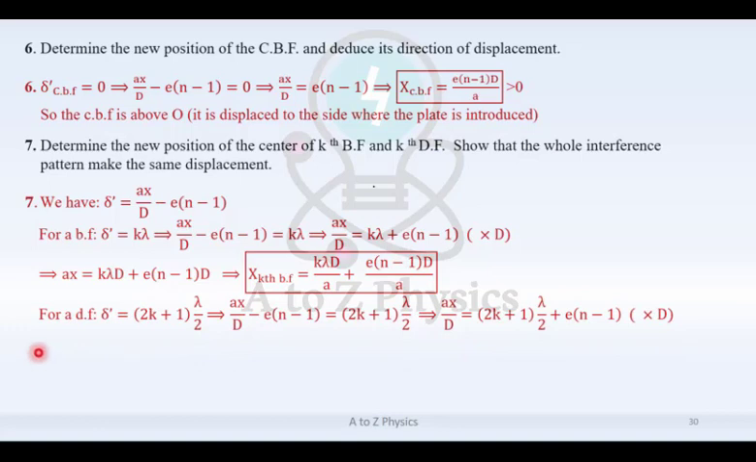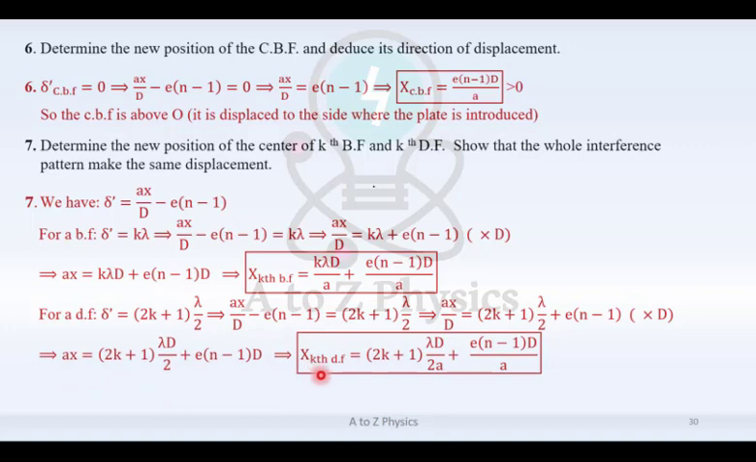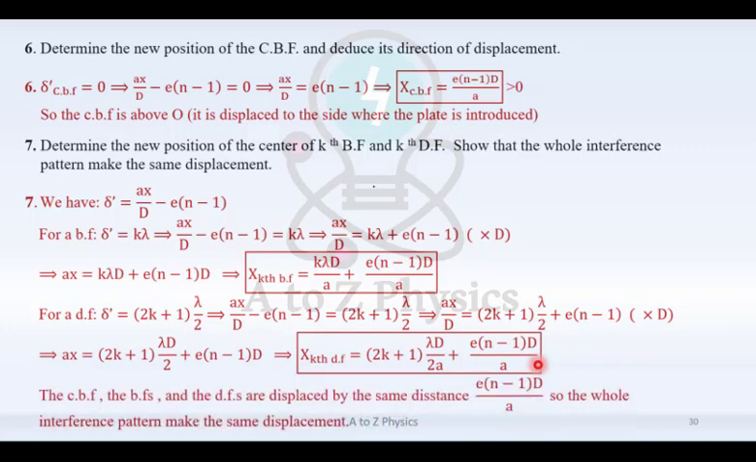For the dark fringe, delta prime equals (2k plus 1) lambda over 2, also equal to ax over d minus e(n minus 1), and finally we have the expression of the kth dark fringe after introducing the plate, equal to (2k plus 1) lambda d over 2a plus e(n minus 1) d over a. We can deduce that the central bright fringe, the bright fringes, and all the dark fringes are displaced by the same distance e(n minus 1) d over a, so the whole interference pattern makes the same displacement.